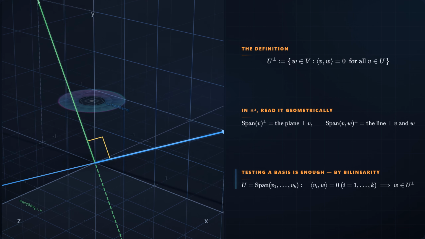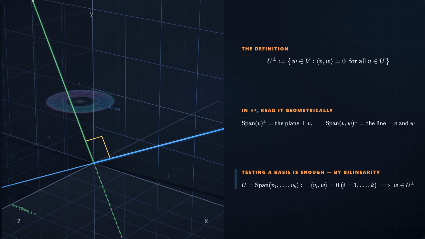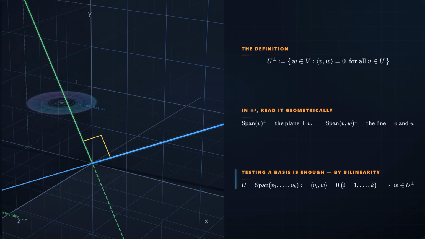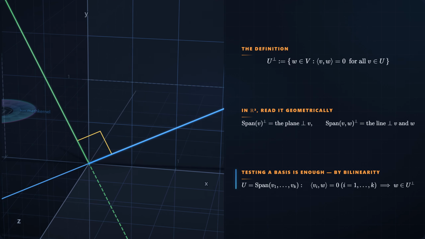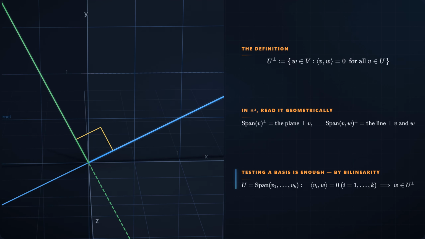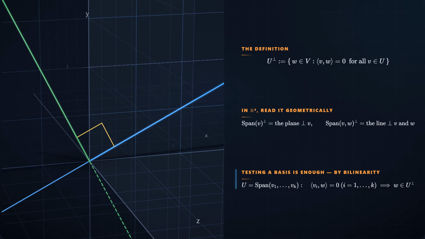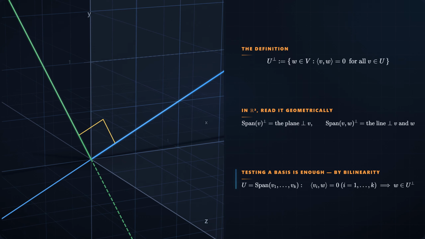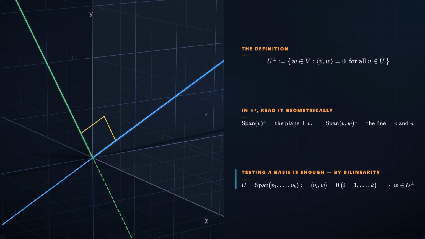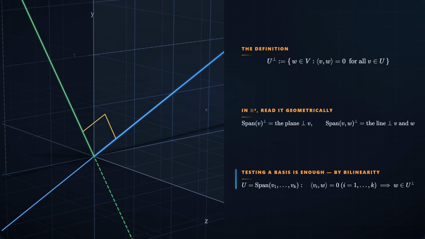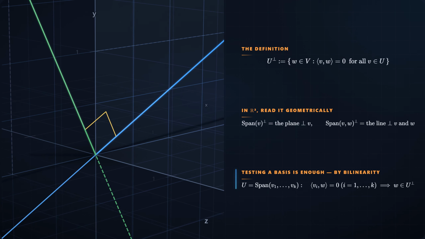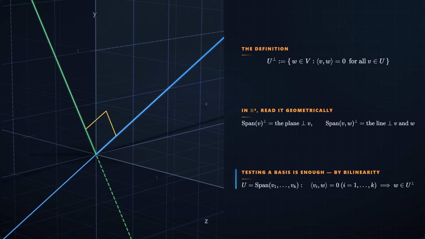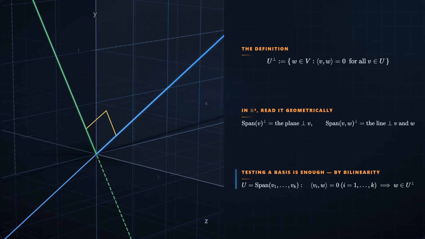Hold on. The definition says perpendicular to every vector in U. U has infinitely many vectors. Do I really have to check all of them? You don't, and that shortcut is the whole engine of this topic. If W is perpendicular to each basis vector of U, then bilinearity spreads the product across any combination of them. So W is automatically perpendicular to all of U. Test the basis, get the rest for free. So U perp is everything at right angles to U, and thanks to bilinearity, you only ever check it against a basis. Hold that shortcut, every proof today leans on it.